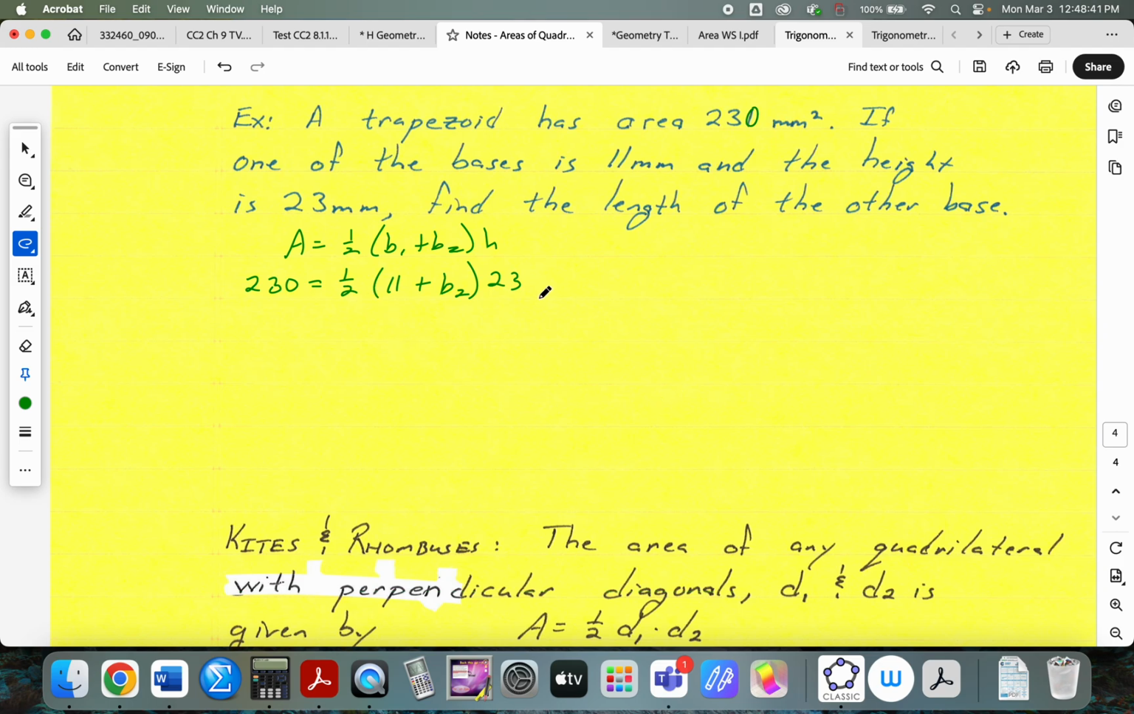Since taking half of 23 isn't very nice, I'll go ahead and multiply both sides by 2. That'll be 460 is equal to the quantity 11 plus base 2 times 23. You could have divided by 23 to start with, because that would have gone nicely. Dividing, though, you get 20 is 11 plus base 2. So base 2 is 9 millimeters. Questions about that?